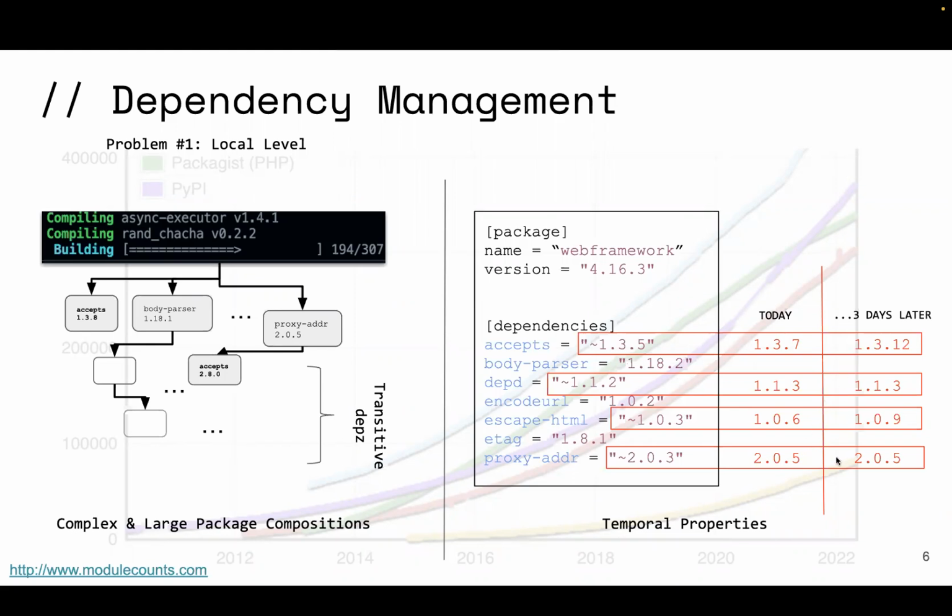And then when you resolve the same dependency again 3 days later, you'll find that, oh, there's suddenly a new version. This highlights that dependencies in general are quite temporal, because for some projects there's a very high development pace. So those are, let's say, the two problems at a very local level: you have complex, large package compositions like dependency trees, and there are temporal properties where versions can very quickly change over time.